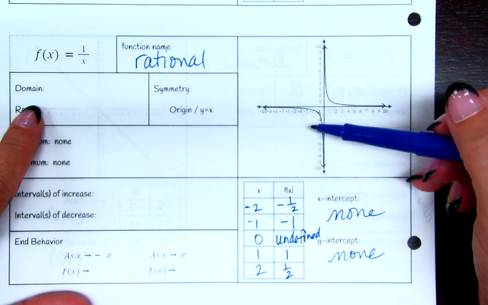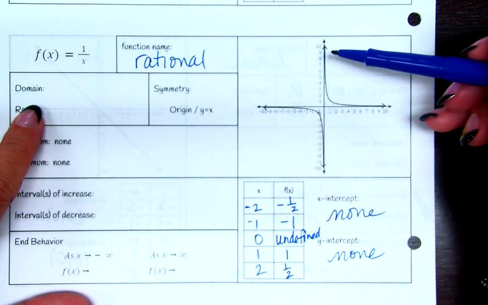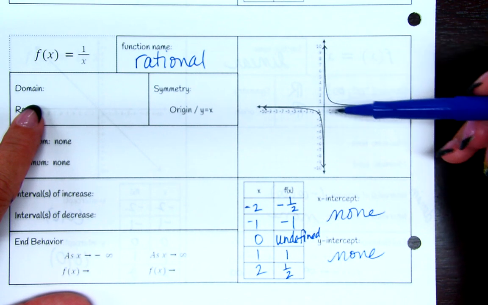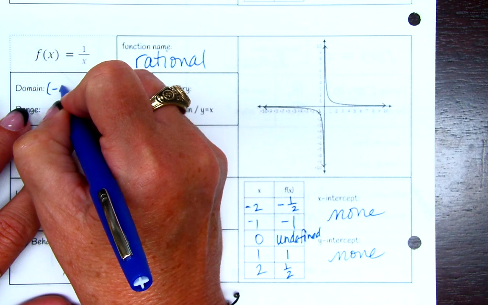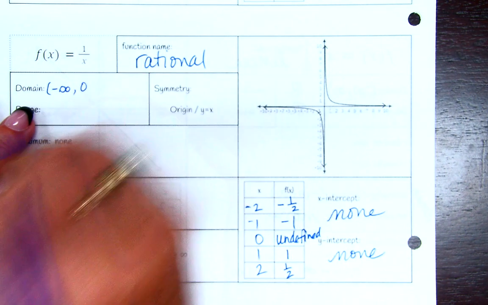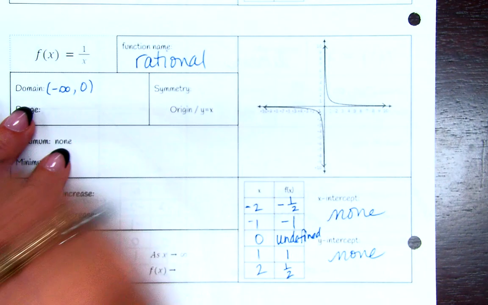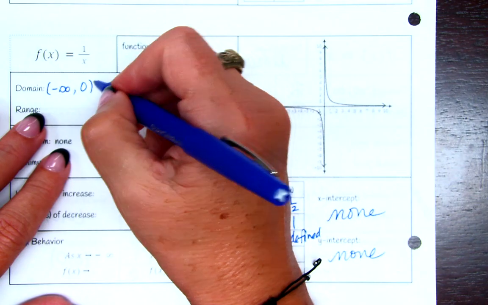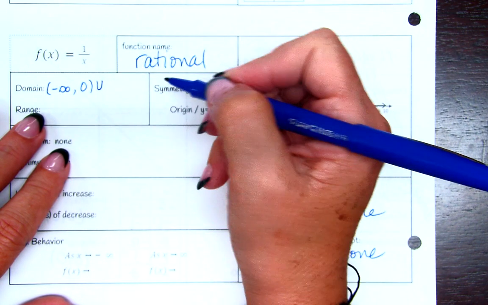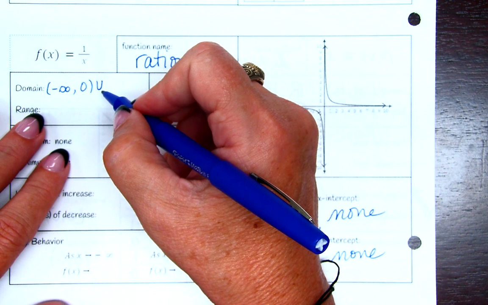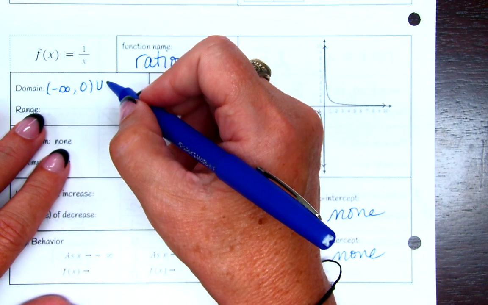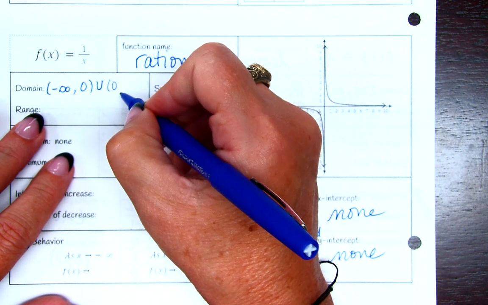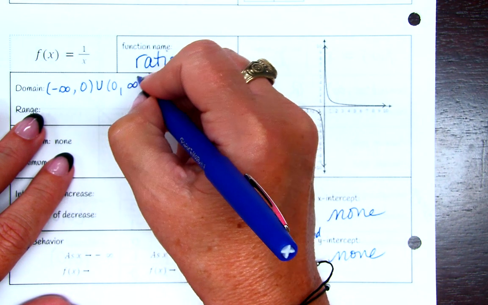But once it gets to 0, it never touches 0. But think about when it starts again on this side by 0, it's still not touching it over here, but then it goes to infinity. So our domain looks like this. It starts at negative infinity and goes to 0, but it doesn't ever touch 0. And then, first of all, that's a U. It stands for the word union, which in this kind of notation means and then. It starts again on the other side of 0 and goes to infinity.